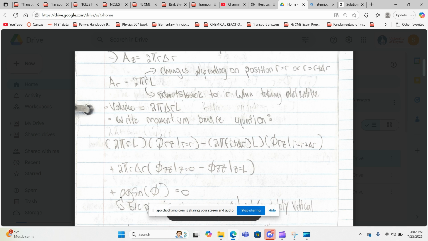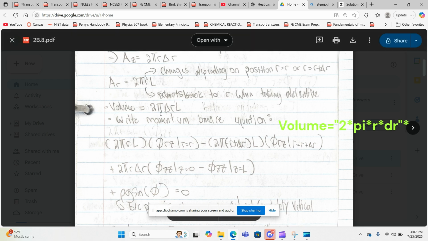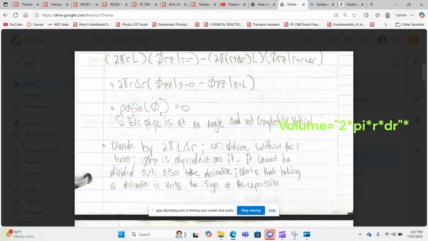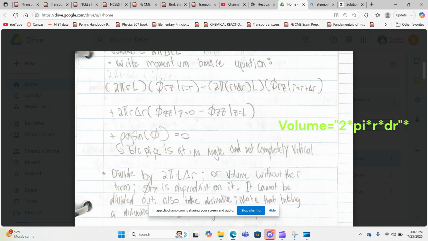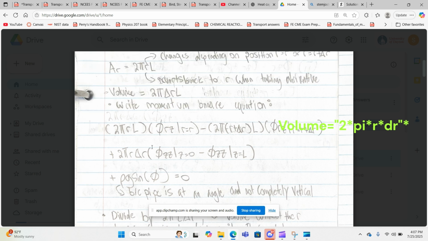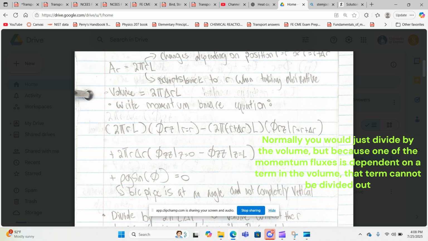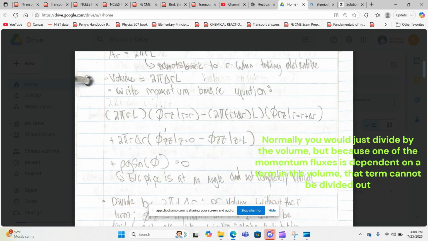I don't know why it's exactly not. It should just be G sine. Or maybe it's rho G sine this, but it's not applied for whatever reason. And we're dividing by 2 pi L delta R and not the R, because this VZ is dependent on R, so the VZ is going to be dependent on the R direction, so you can't just divide by R.